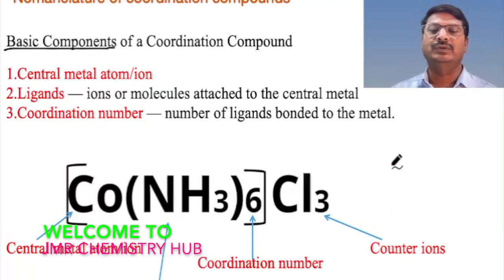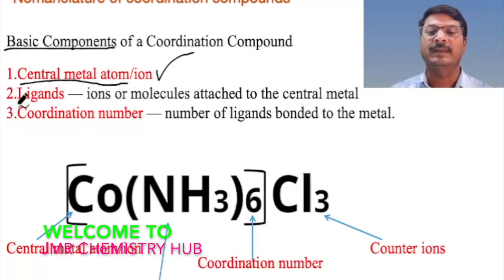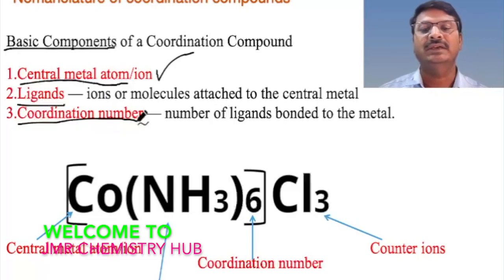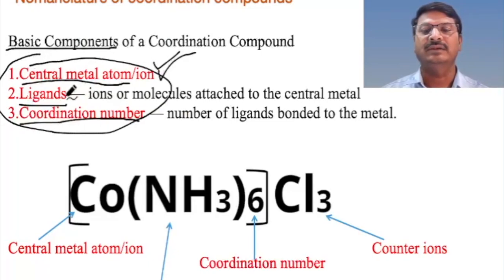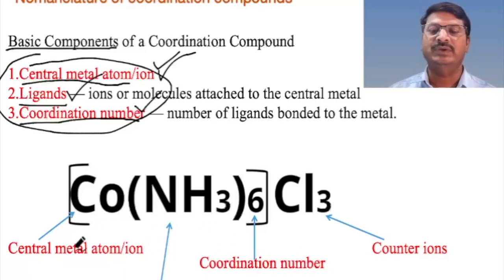Okay, let us come to the basic components of coordinate compounds. Every coordinate compound compulsorily contains the central metal atom or ion and ligands. Next, according to the ligands, you will get the coordination number. These three things you have to remember first: central metal ion, ligands, coordination number. So, let us come to an example here.